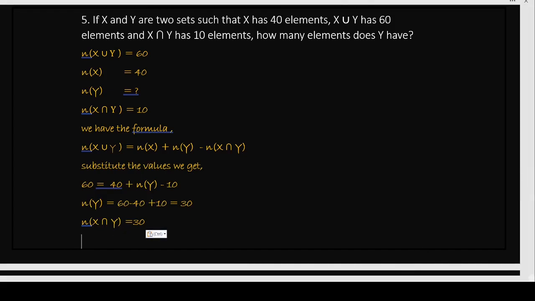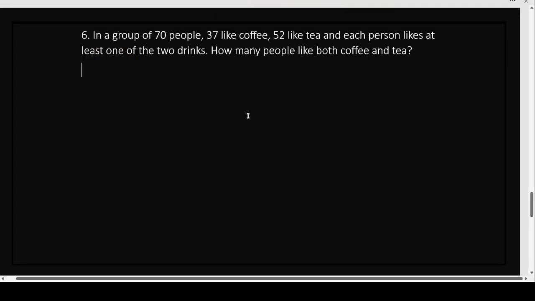I am rushing through that because we have repeated it many times. The next problem. In a group of 70 people, 37 like coffee, 52 like tea, and each person likes at least one of the two drinks. How many people like both coffee and tea?